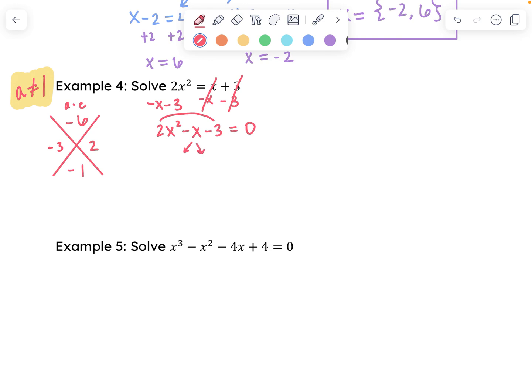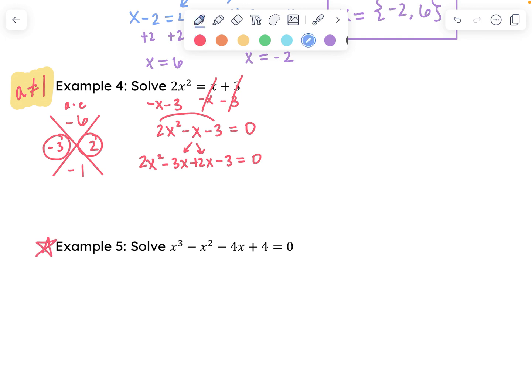So that negative x, I'm going to take and use that negative 3 and that 2. So I'm still going to have 2x squared, but now it's going to be minus 3x and plus 2x, and then the minus 3 behind it. So I took the negative x and split it into negative 3x and plus 2x. If I combined my like terms, I would get back to that negative x, but I'm going to split it so that I can do what we call factoring by grouping, which is actually what example 5 is.